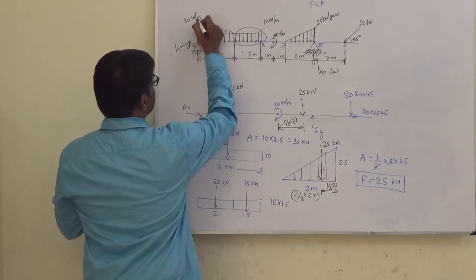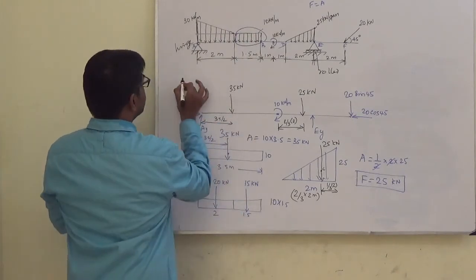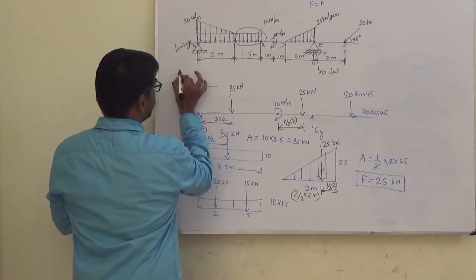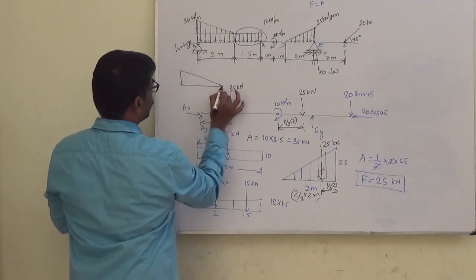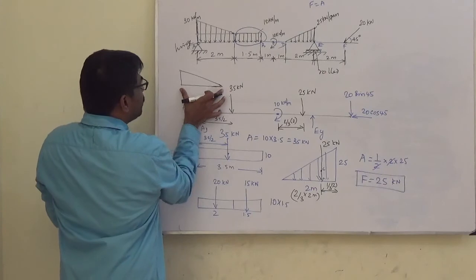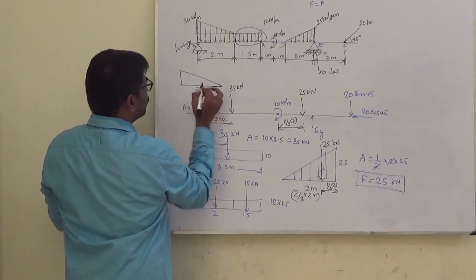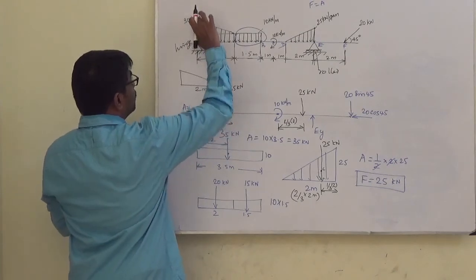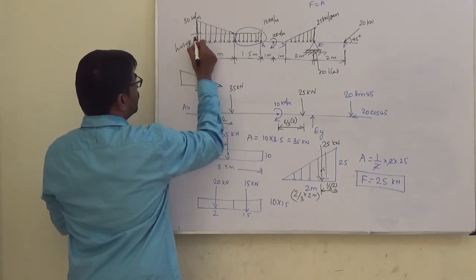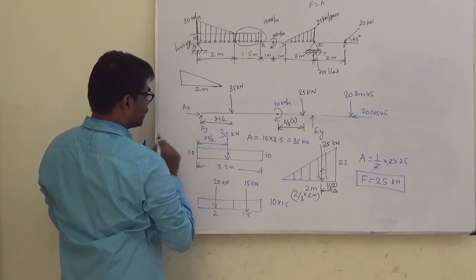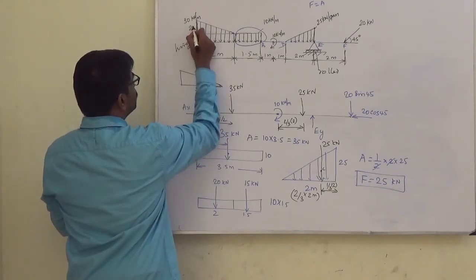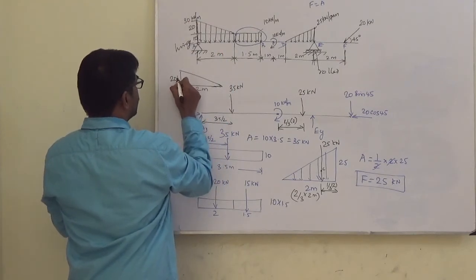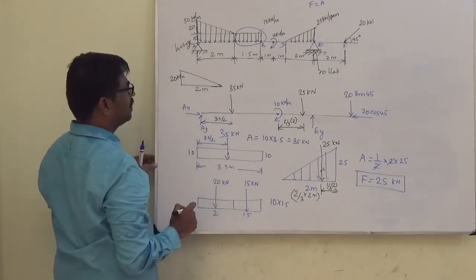Fine. Lastly, now we have this area. This is a triangle. Okay. I am drawing it here. What is the base length? 2 meter. Fine. What is this height now? Earlier it is 30. 10 already we have taken here. So this will be 20. This height will be 20. So 20 kilonewton per meter is taken.